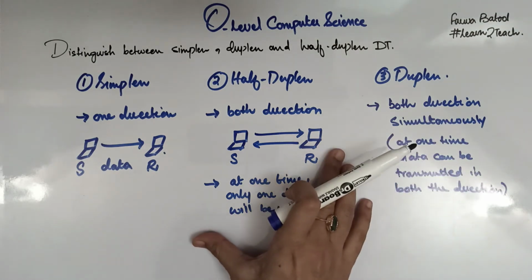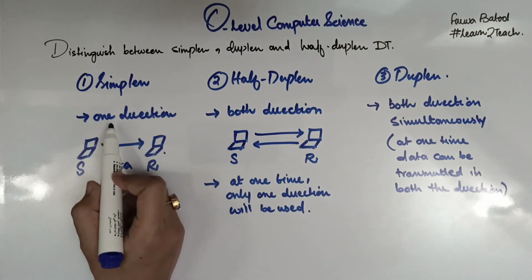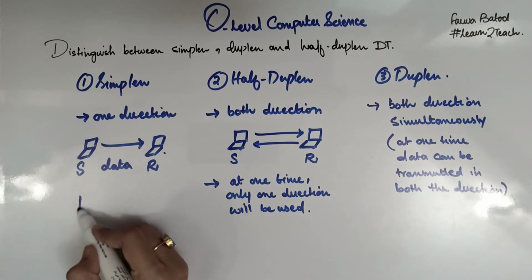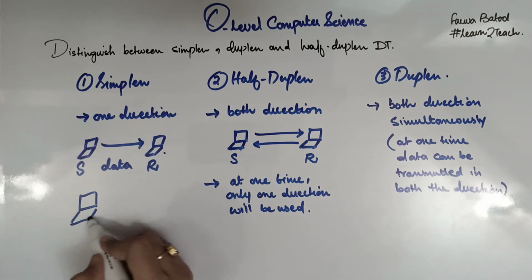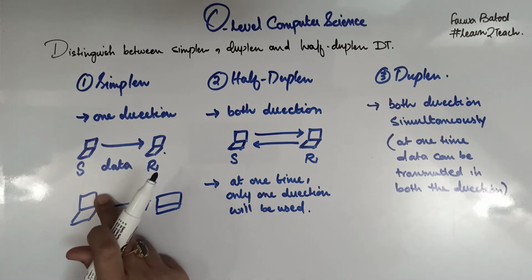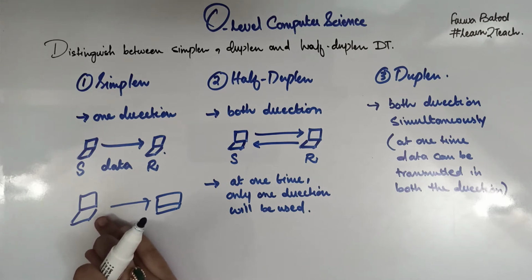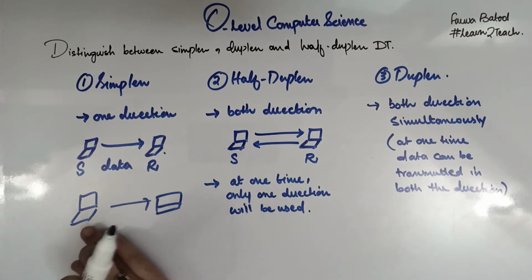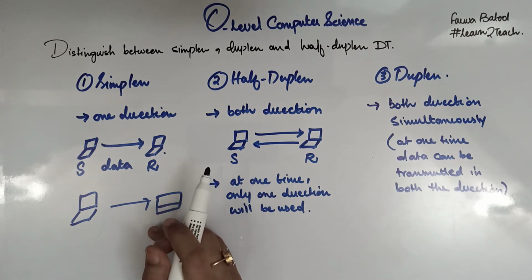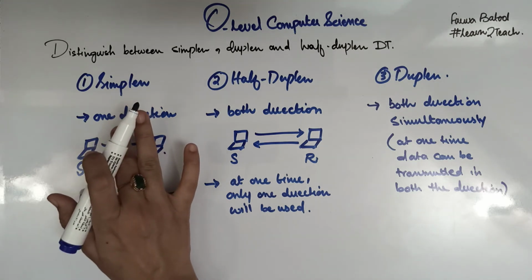Okay, let's take an example to make it clearer. If I talk about simplex data transmission, it is very easy. I am transmitting the data from a computer to my printer. I do this kind of transmission on an almost daily basis, whenever I need my data to be printed on my printer. So this is the example of a simplex data transmission.